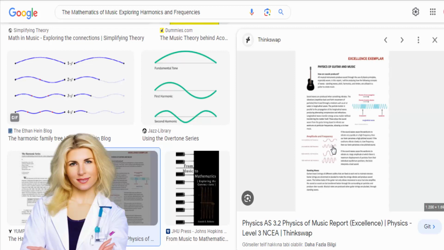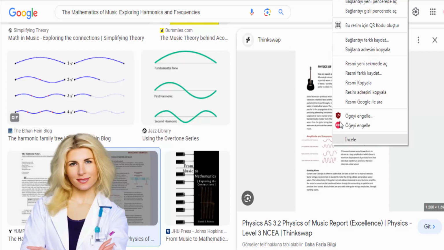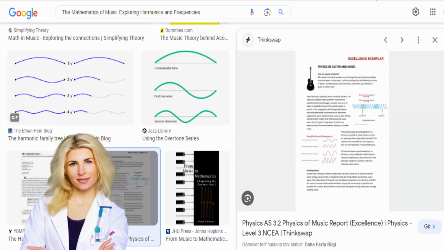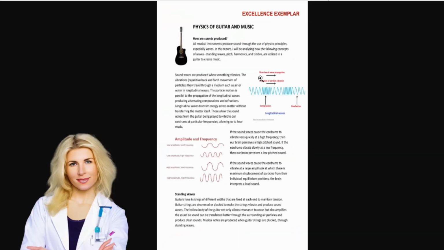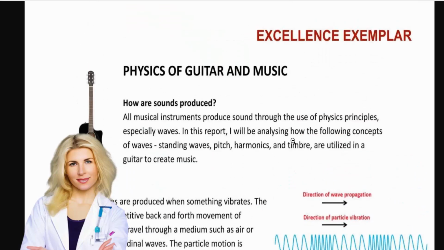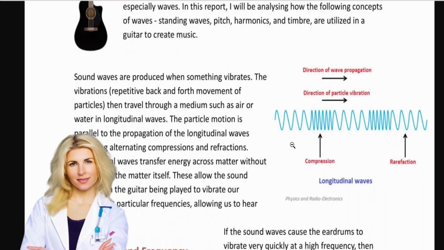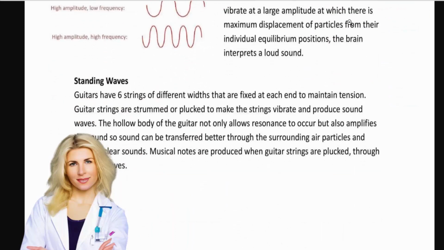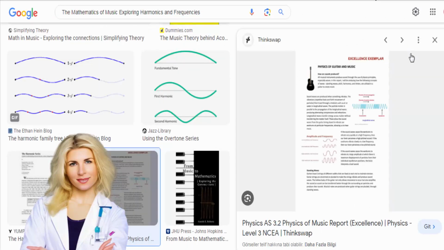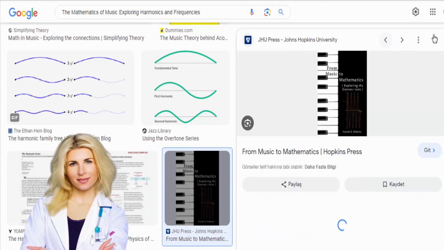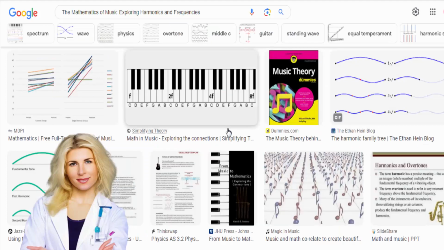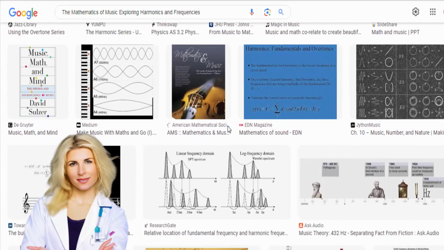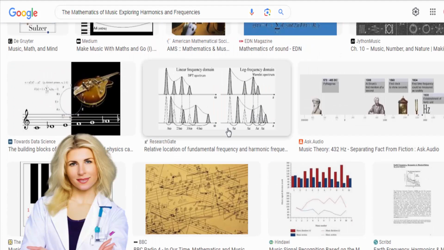The mathematics of harmonics and frequencies can be used to explain many different aspects of music, such as the tuning of instruments, the construction of chords, and the perception of pitch and harmony. Here are some examples of how the mathematics of harmonics and frequencies is used in music. Tuning instruments. The most common tuning system in Western music is equal temperament. In equal temperament, the octave is divided into 12 equal semitones. Each semitone is a ratio of the 12th root of 2 to 1. This ratio is used to tune all of the notes on a piano.